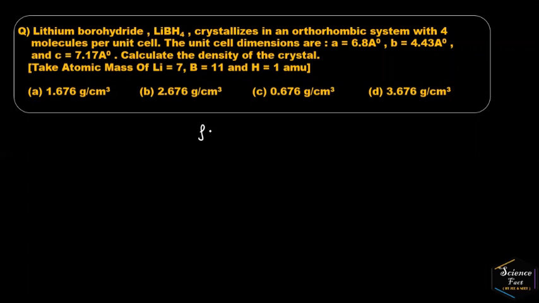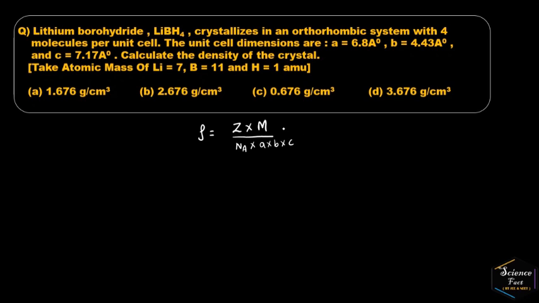So we know that density is equal to formula unit Z into molar mass divided by Avogadro number into volume of the orthorhombic system. The formula of the volume with respect to the orthorhombic system is nothing but A cross B cross C, A into B into C.